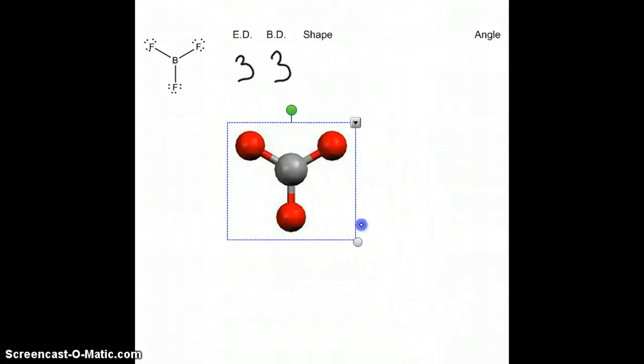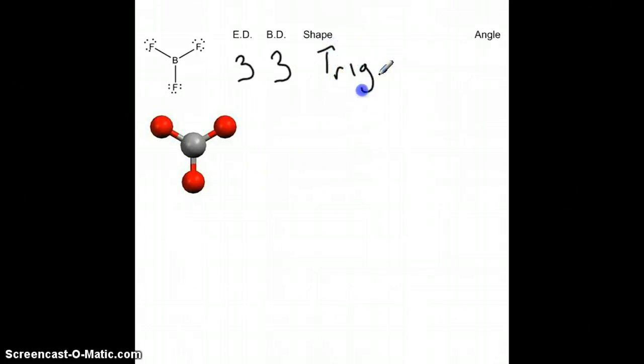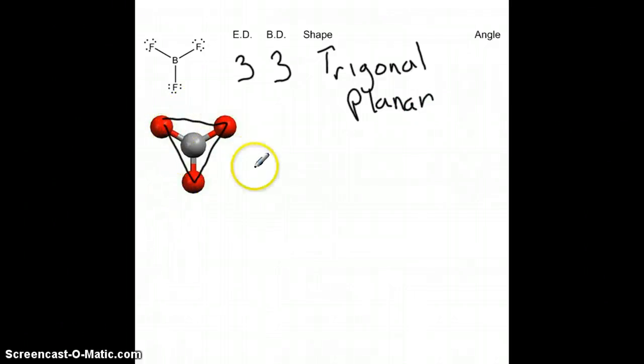So the name of this guy is going to be trigonal planar. It's called trigonal because if we look at it, it looks kind of like a triangle. It's called planar because it's flat. What is the bond angle? The bond angle is actually kind of easy to remember because it's 120 degrees. If we take a circle and split it in 3 equal parts, that's 120 degrees.